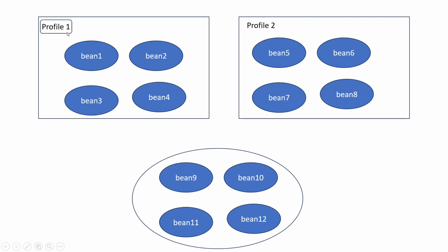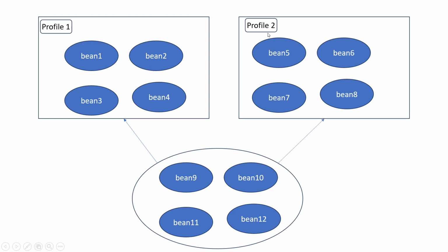So when I activate this profile 1, what will happen is only these 4 beans will be created, and not only this, the beans which are not belonging to any profile also will get created. That means when I activate profile 1, how many beans will be created? Bean 1, bean 2, bean 3, bean 4, and bean 9, bean 10, bean 11, bean 12. So these 8 will be created, remember.